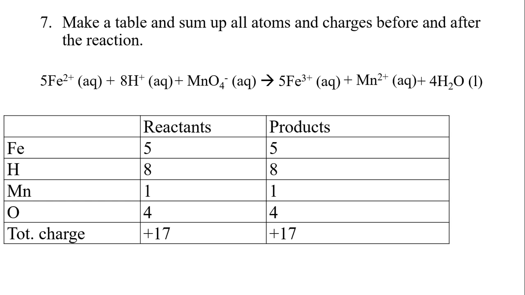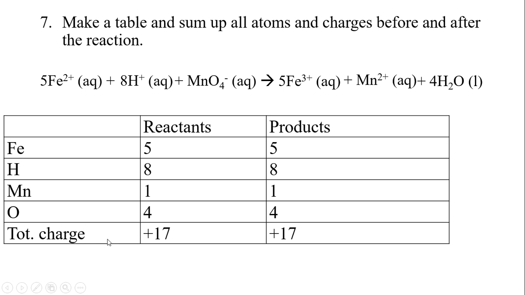Right. The last thing to do is to make a table and just sum up all the information we have. Number of atoms before and after the arrow and charges before and after the arrow to see if we have the same. We have 5 iron atoms before and 5 afterwards. That seems to fit. We have 8 hydrogen. Yep. And 8 hydrogen. Agreed. 1 manganese before and after. We have 4 oxygens. Here they're stuck to the permanganate ion. Here they're in water molecules.